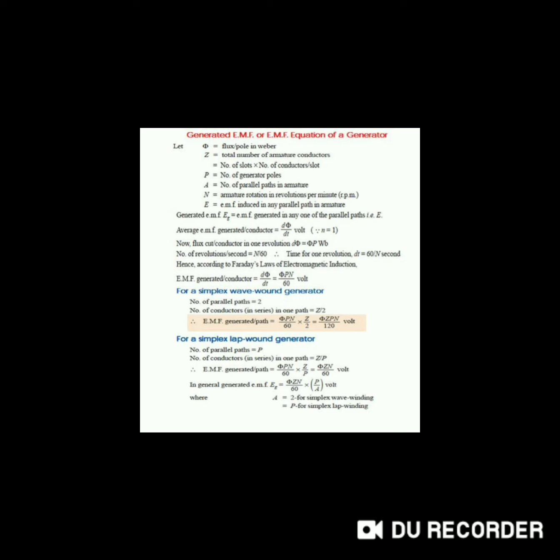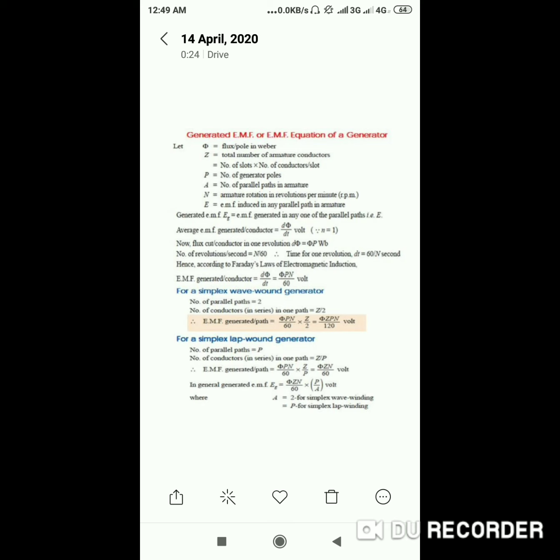Now the flux cut per conductor in one revolution, that is d phi, we can write as phi into P. The number of revolutions per second is n by 60, which gives the time. So dt is equal to 60 by n in seconds.